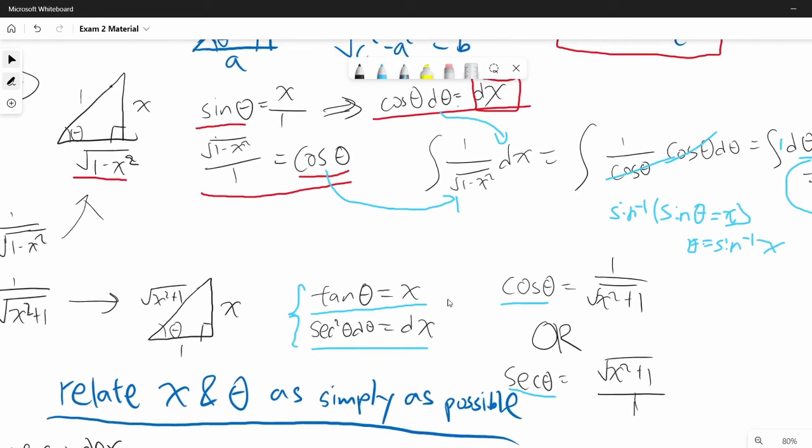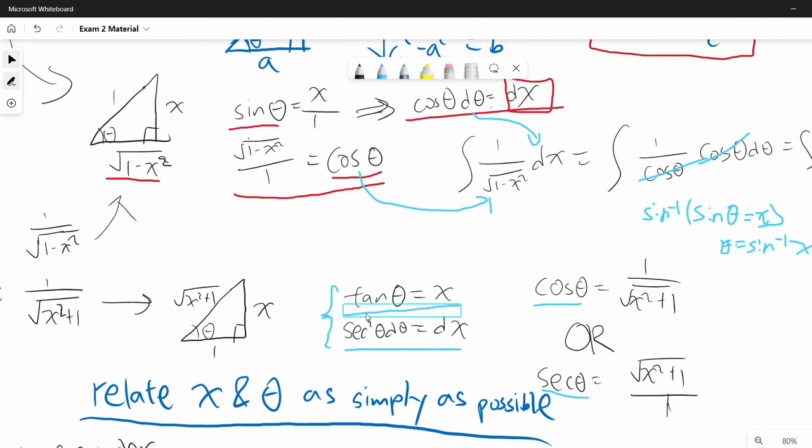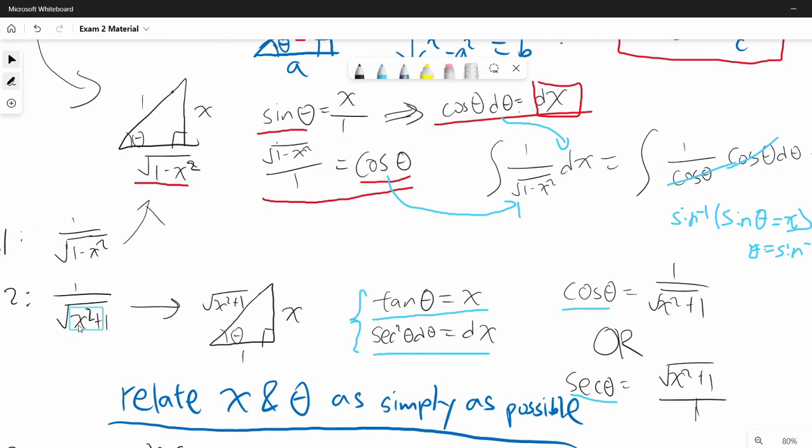Sometimes one might be simpler than the other, but in this case, you can just plug the cosine theta in for this whole thing, and then you have secant squared theta, and then you can do math from there. I think you have secant theta, and then maybe you will be given what that integral is.